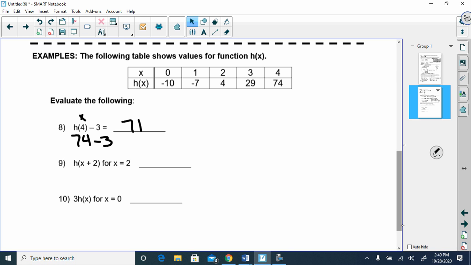Okay. This says h of x plus 2 for x being equal to 2. So that means I need to take that 2 and put it right there for x. So I'll have h of 2 plus 2. Well, 2 plus 2 is 4. And we know that when x is 4, 74.